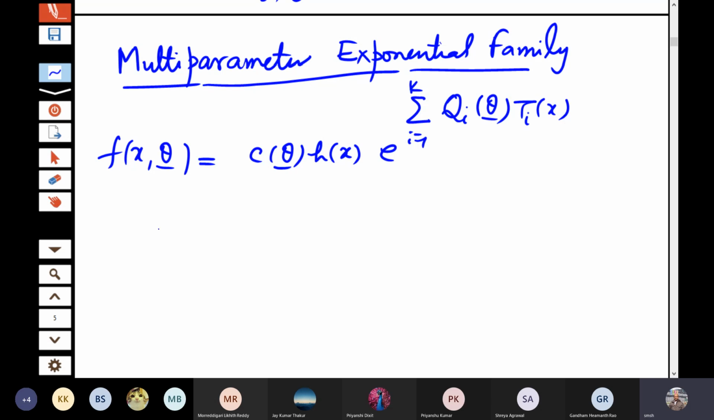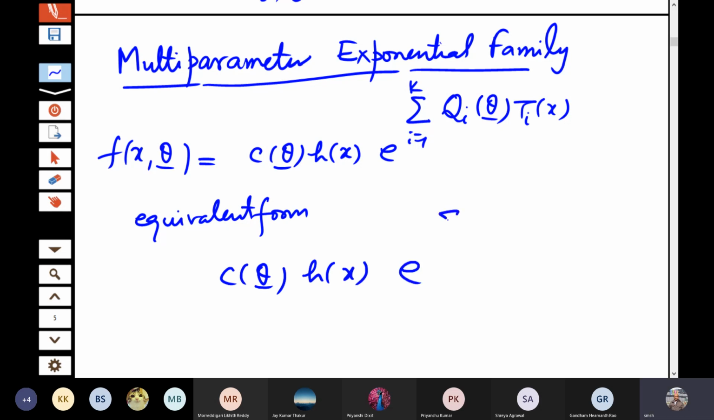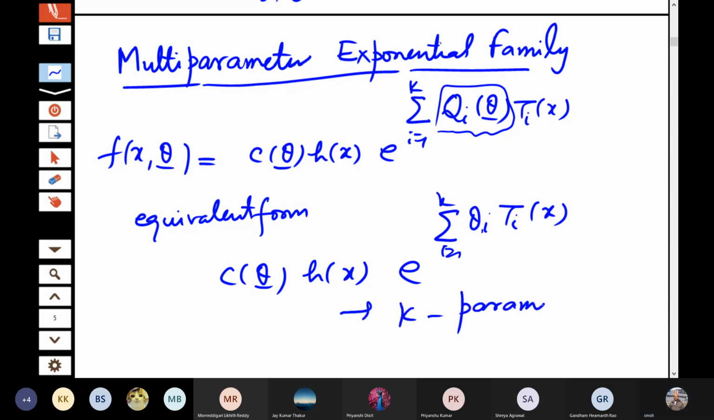Another equivalent form is we write it as c(theta) h(x) e to the power sigma theta_i t_i(x). See, here I have written q_i(theta), but suppose I call these q_i(theta)s themselves as thetas. Okay. Then this is called k-parameter exponential family.